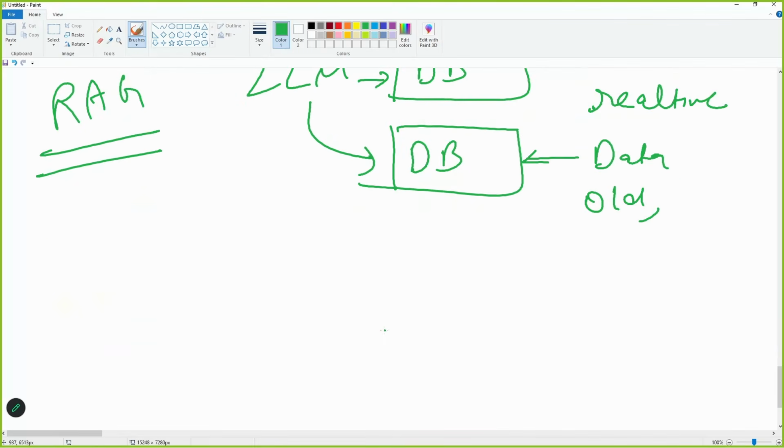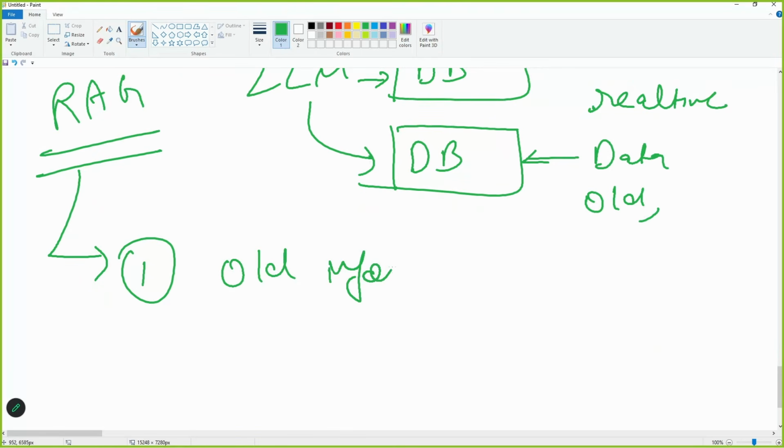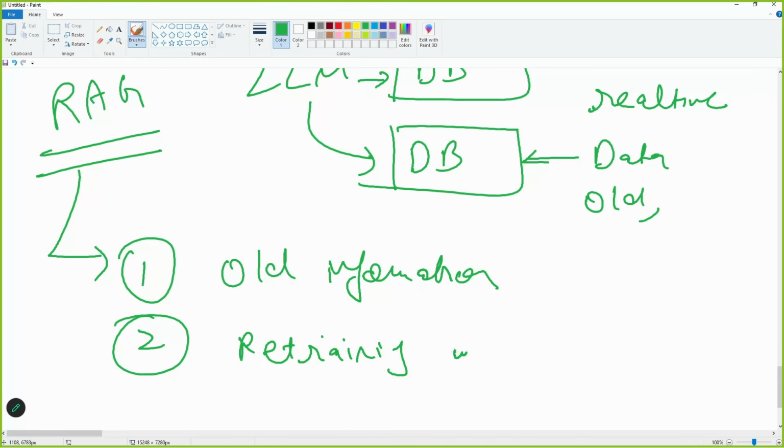One of the reasons, let us revise it. First reason, old information. Second reason, retraining was costly. And due to these reasons, RAG was born.